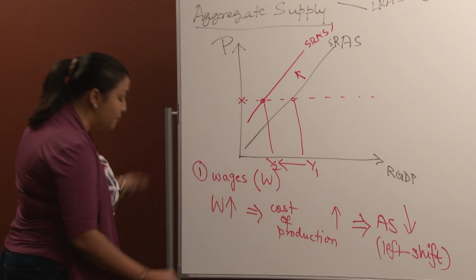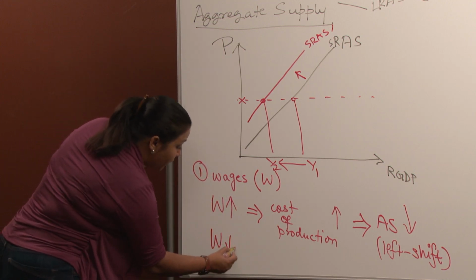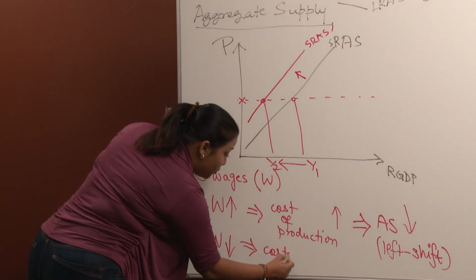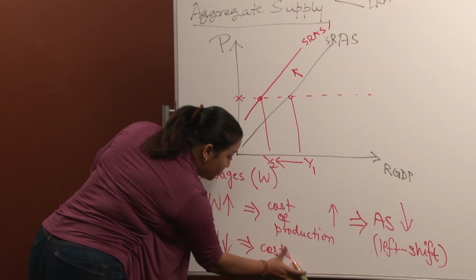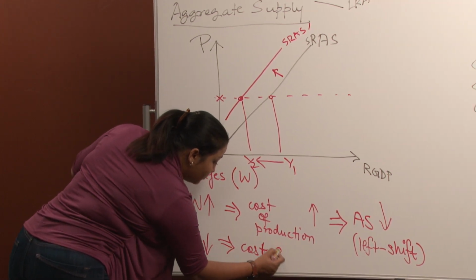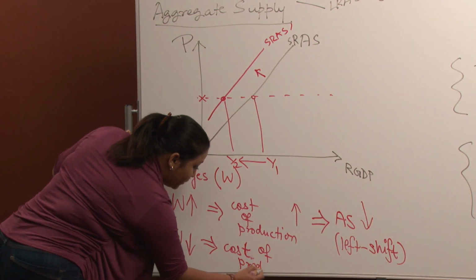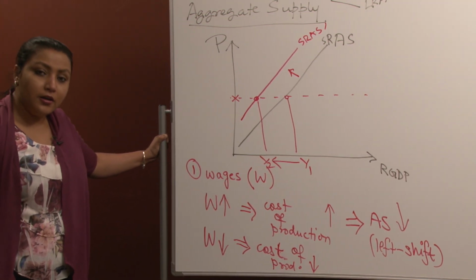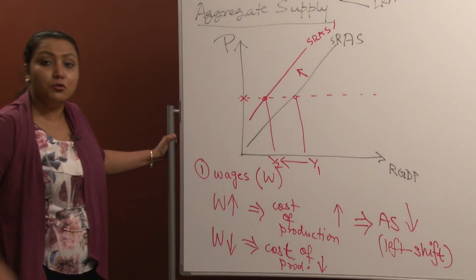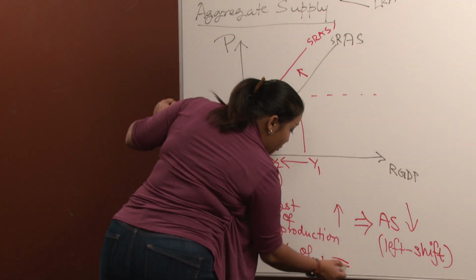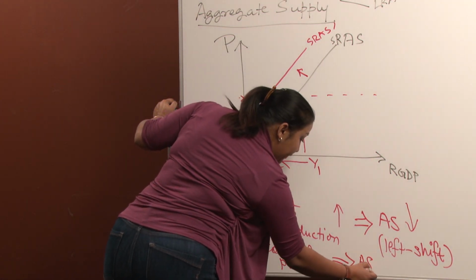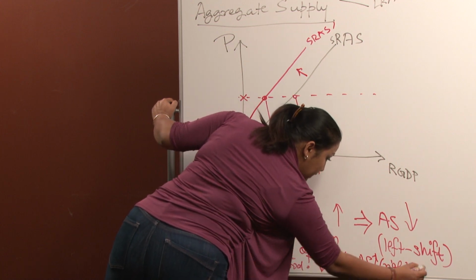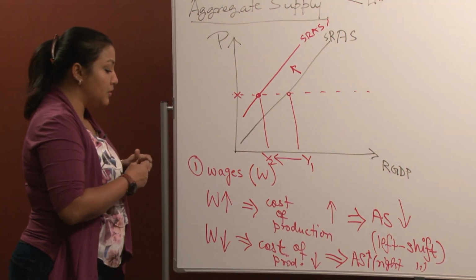The opposite would happen if the wage rate went down. If there was a decrease in the wage rate, that would mean the cost of production is now lower. If the cost of production is lower, then it is easier for producers to produce, and they would indeed produce more, so the aggregate supply would now be higher. Instead of a left shift, you would see a right shift of the short run aggregate supply curve.